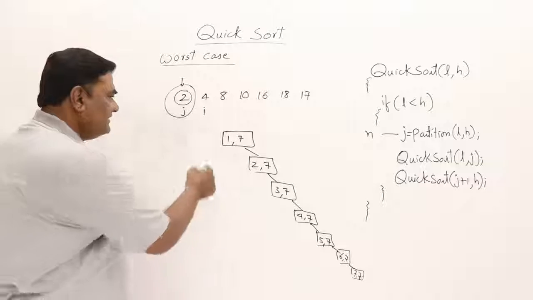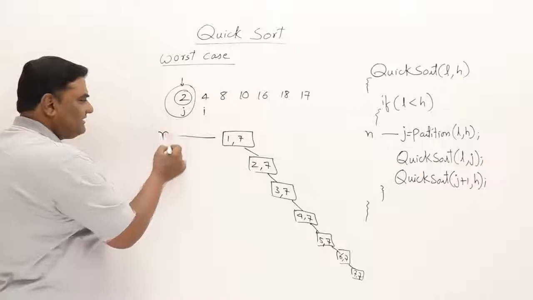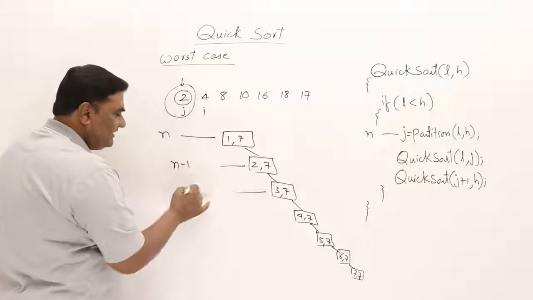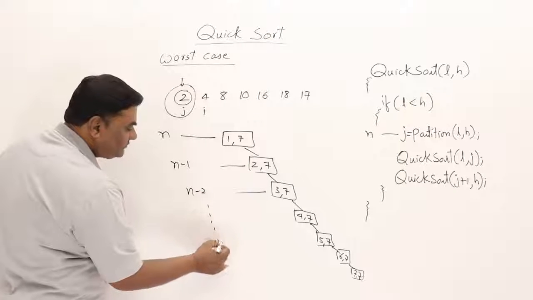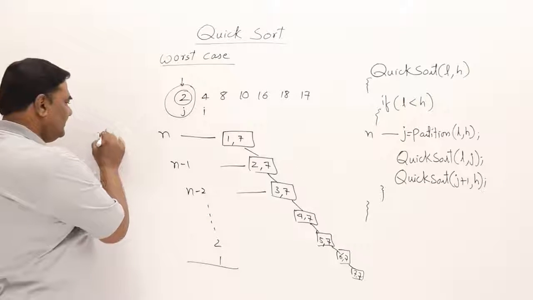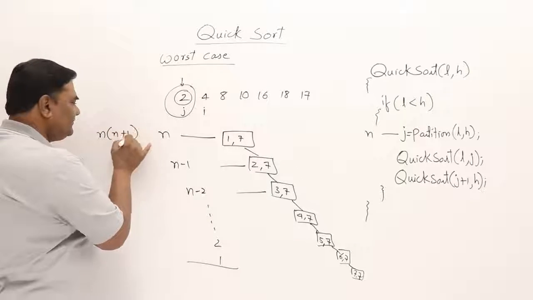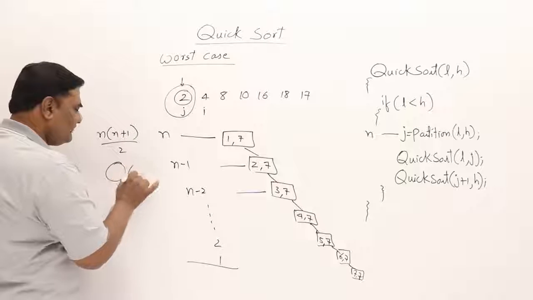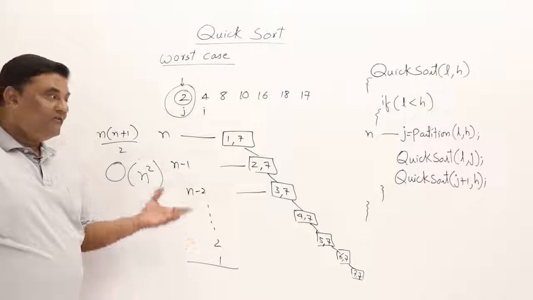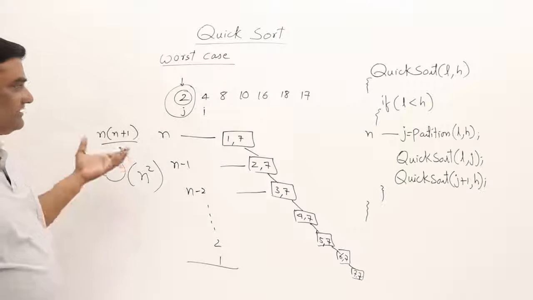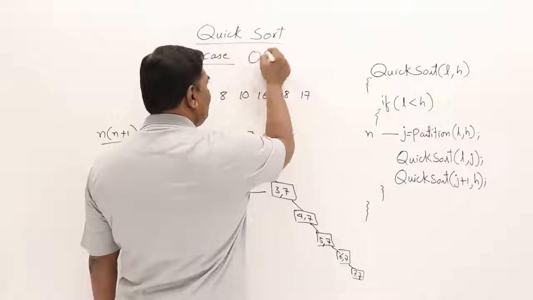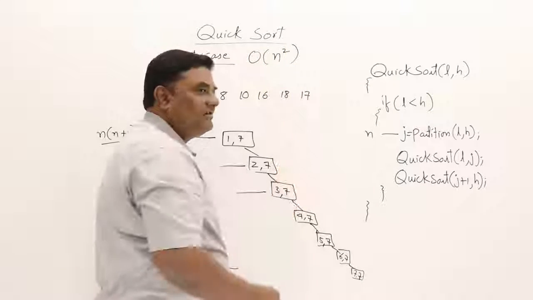Now what is the time taken here? The first partitioning makes n comparisons, then n minus 1 comparisons, n minus 2 and so on, down to 2 then 1. So what is this equal to? This is equal to n into n plus 1 by 2, that is order of n square. That's it. The worst case time of quicksort is order of n square.